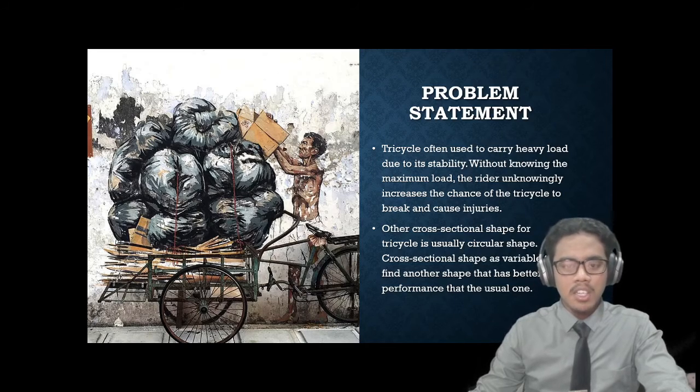Okay, the problem statement for this project is that tricycles are used to carry heavy loads due to their stability. Without knowing the maximum load, the rider unknowingly increases the chance of the vehicle breaking and causing injury to the rider, which is very dangerous. Other than that, the common shape of the tricycle frame is a circular shape. Other cross-sectional shapes may have better performance than the common one, so this project is held.